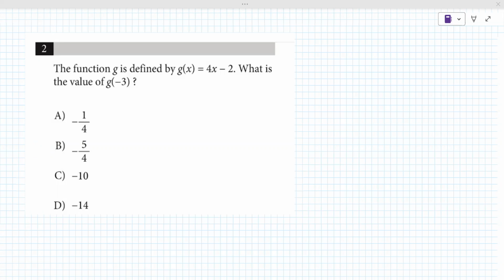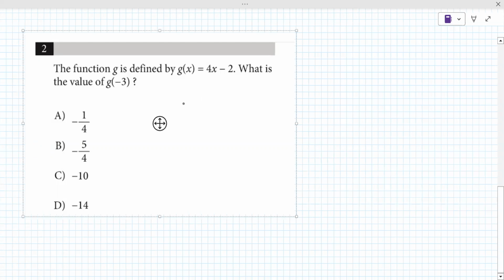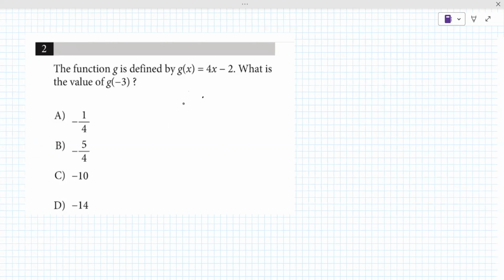D, -14. Okay. And how confident are you in your answer? Very confident. Okay. So this time they're asking you to put -3 in for x. So this time it's 4 times -3 minus 2, which is minus 14. Sometimes they ask you to go the other direction. This one did not.